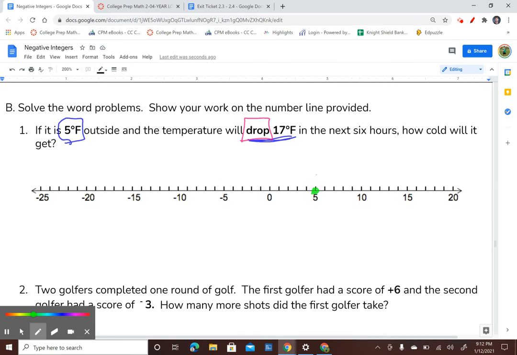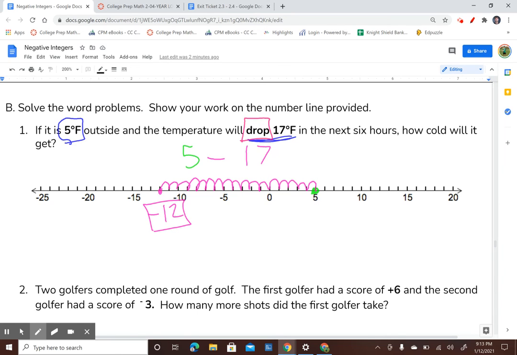And now it's going to drop 17. So I'm going to have 5 minus 17. So I'm going to be moving 17 spots in the negative direction. Should put me right here. Negative 12. All right, you're going to do the same thing for the rest of part B.